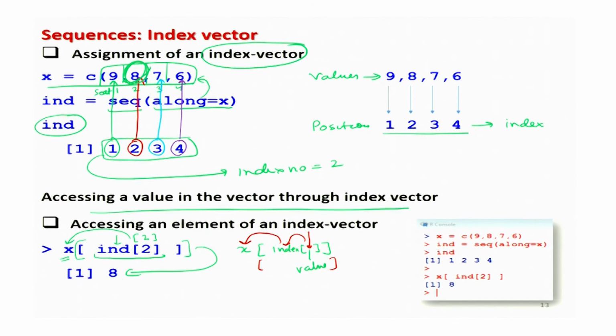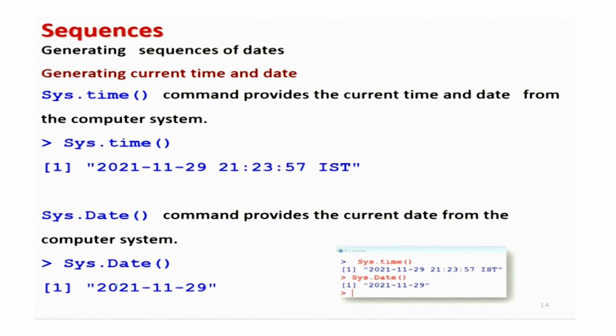For example, in this case, what is the value in the data vector at index number 2, or at the second position in the index vector, right? So this is a very simple command. I will show you on the R console, but it is more important for you to understand what is really happening.